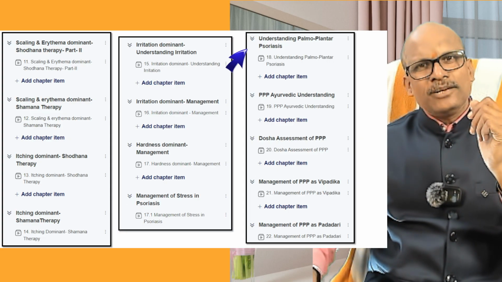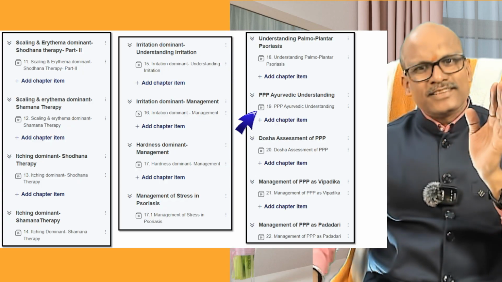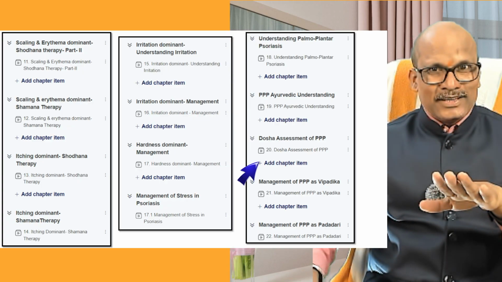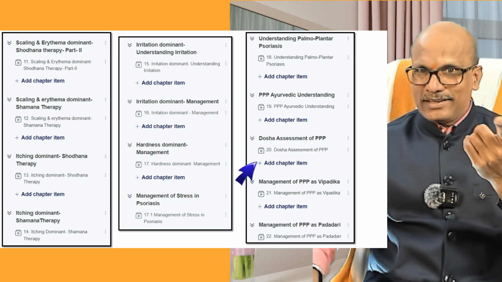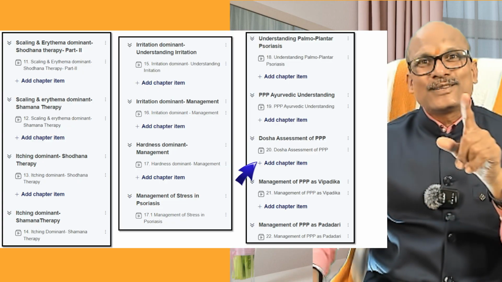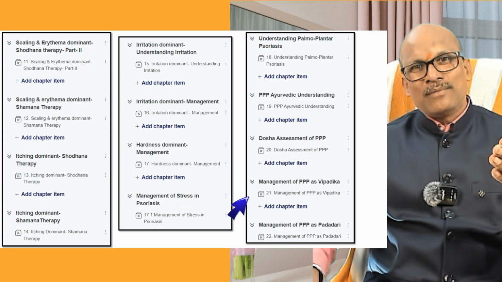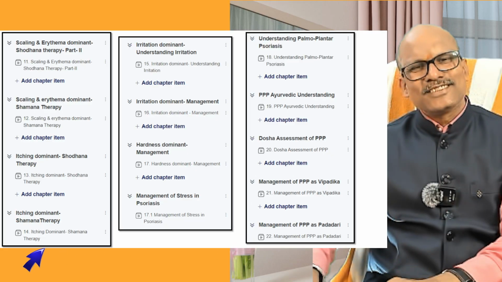Next is understanding palmoplantar psoriasis. Palmoplantar psoriasis, the modern understanding first. Next is Ayurvedic understanding of palmoplantar psoriasis. Again, dosha assessment in palmoplantar psoriasis. See, again, palmoplantar psoriasis, if we consider Vipadika Vatakapha only, again there also we need to assess dosha. That is dealt with there.